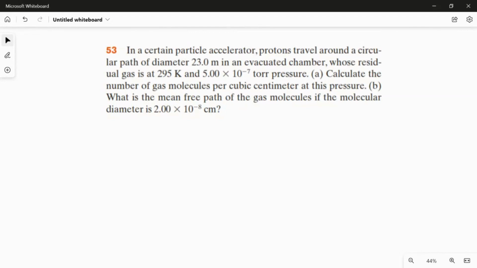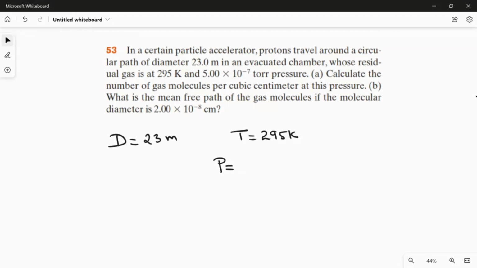So now I'm going to write the given first. The question gives the diameter of the circular path, because the proton travels around it. Let's take this diameter as capital D, which is equal to 23 meters. They also mention the temperature, 295 Kelvin, and the pressure, but the pressure is in torr, so we have to convert it into Pascal.